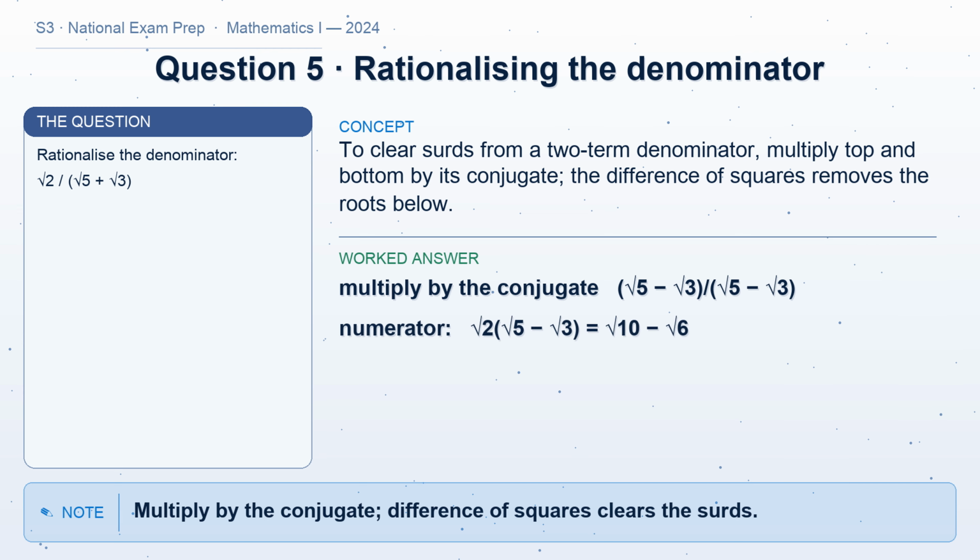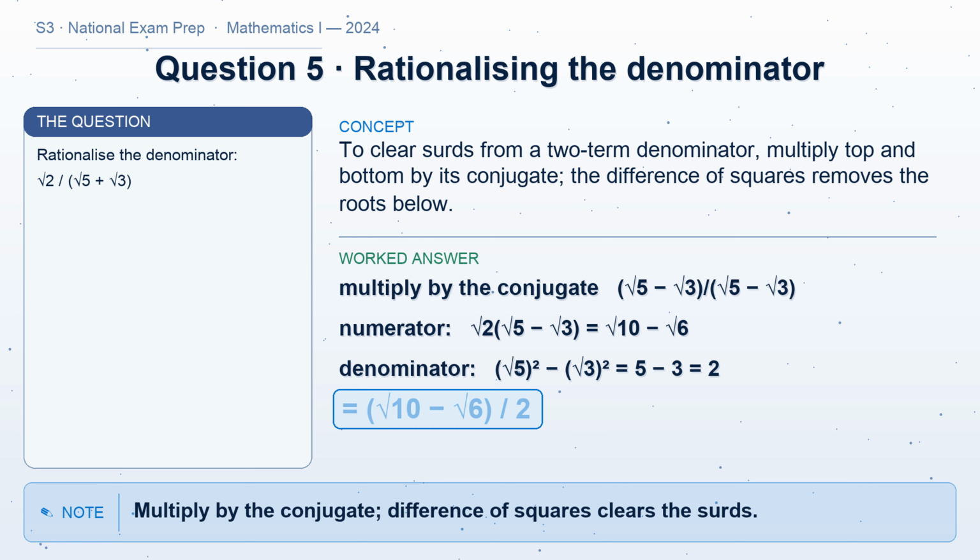On top, root 2 times root 5 minus root 3 gives root 10 minus root 6. On the bottom, root 5 plus root 3 times root 5 minus root 3 is a difference of squares, 5 minus 3, which is 2. So the answer is root 10 minus root 6, all over 2.